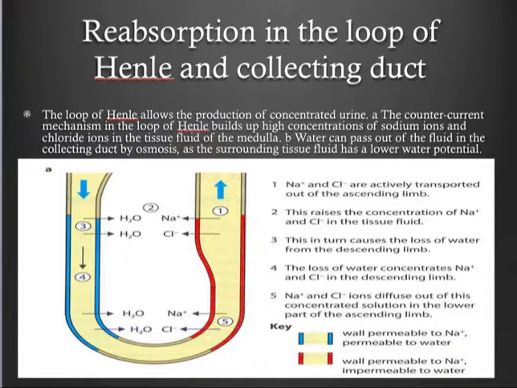And to explain how the loop of Henle works, it's best to start by describing what happens in the ascending limb. So the cells that line this region of the loop actively transport sodium and chloride ions out of the fluid in the loop into the tissue fluid. And this decreases the water potential in the tissue fluid and increases the water potential of the fluid outside.